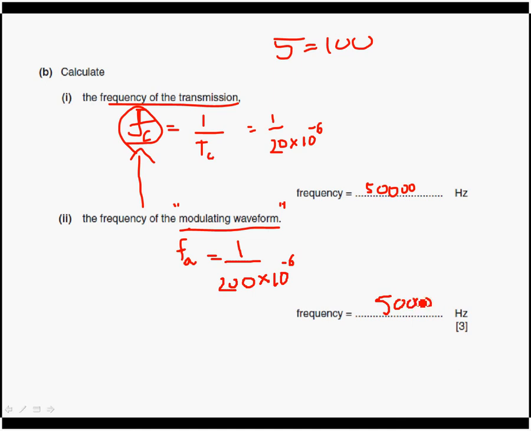Okay, I've been using the words 50 kilohertz and 5 kilohertz because a few of your questions I've seen are similar to 5000 and 50,000 hertz.